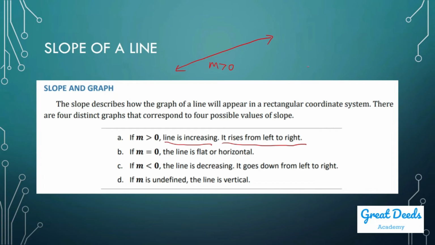If m is equal to 0, the line is horizontal. When the slope is less than 0, if it is negative, the line is decreasing. Starting from the left, you will go down, or you will slide down. This will happen when the slope is less than 0. And it is undefined when it is vertical. I'm sorry, I cannot draw a straight line. So this one would be a vertical line and its slope is undefined.